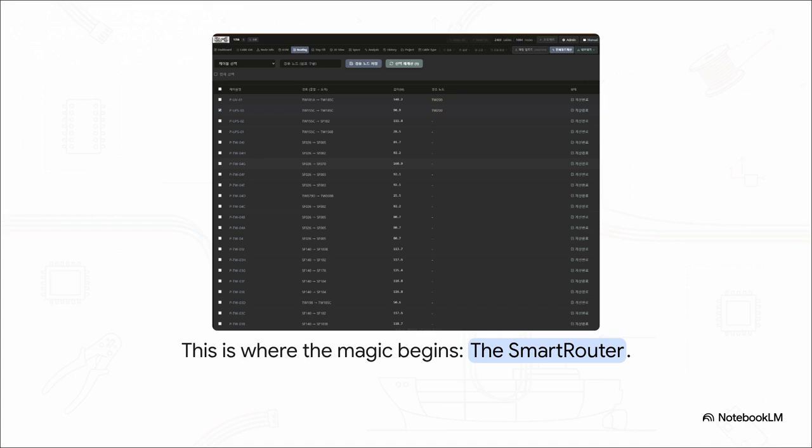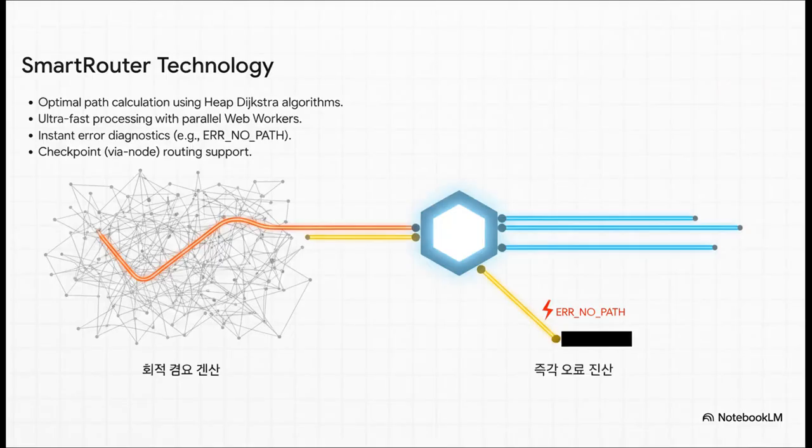Okay, and this is where the real magic happens. After spending years, I mean literally years of my life, manually figuring out cable paths, I knew this had to be the absolute heart of SEcMS. This is our smart router. What we've done here is embed decades of real-world engineering logic right into the software. It uses sophisticated algorithms like Heap Dijkstra to find the most optimal path, not just any path.